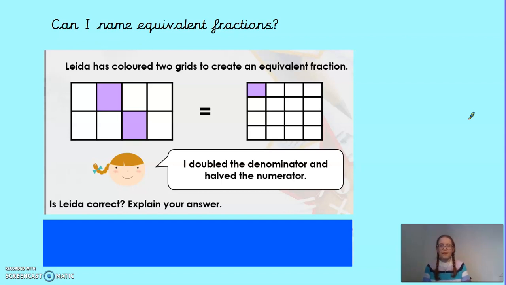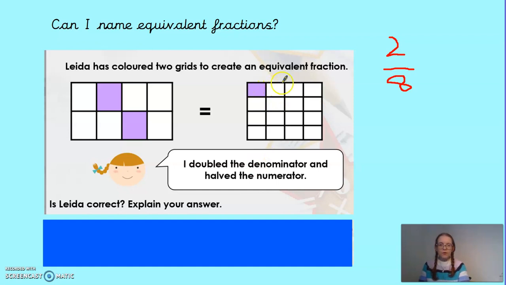Okay, so what Lida's done then? Let's have a look at the fraction she has created. She has got her denominator is 1, 2, 3, 4, 5, 6, 7, 8, because that is the most parts that we have. And she's got 2 shaded in, so she's got 2 parts of the 8th, or 2/8.